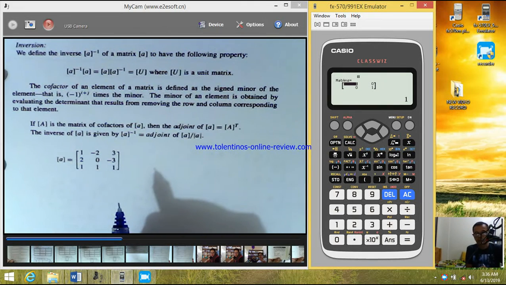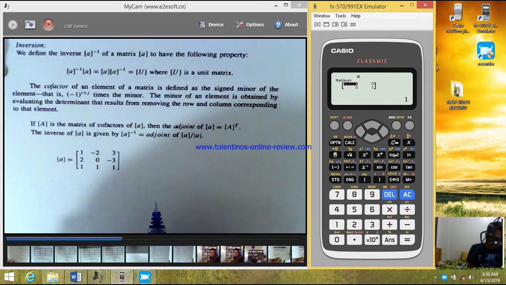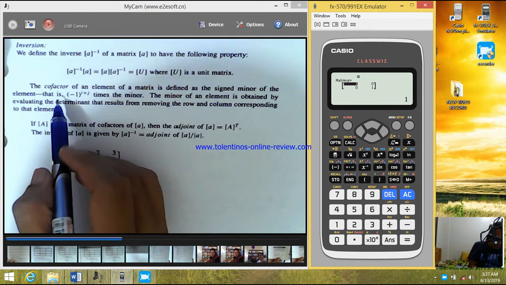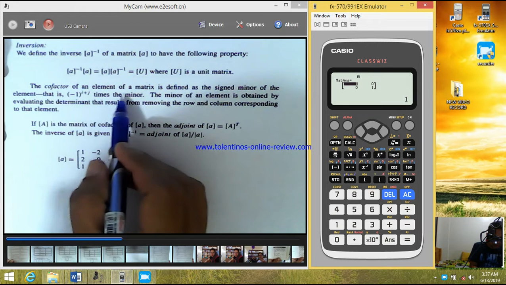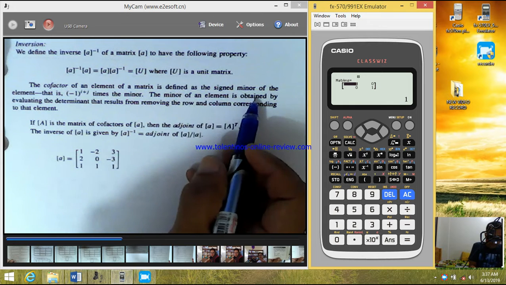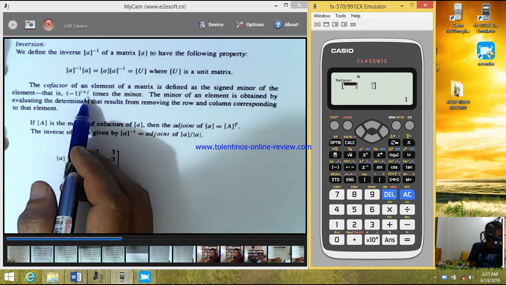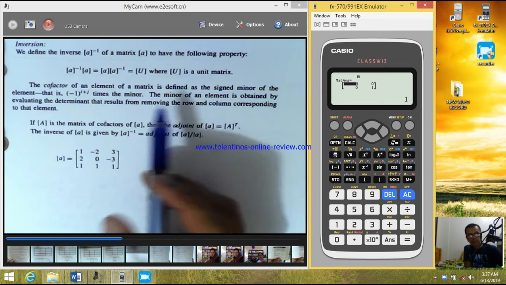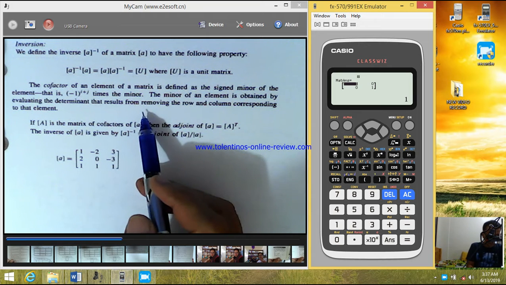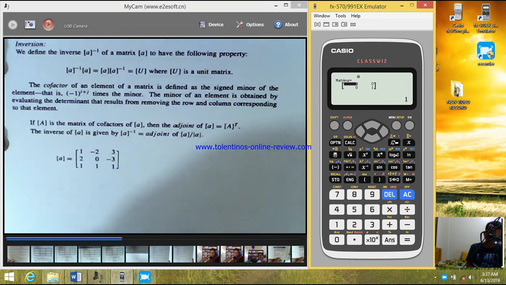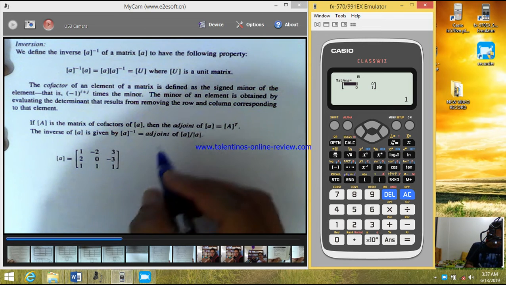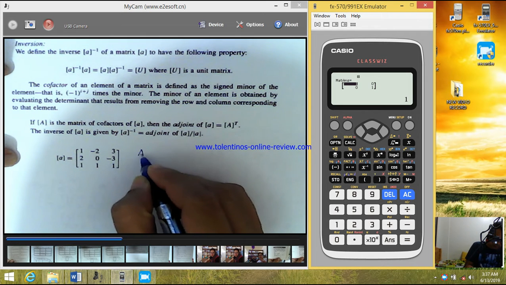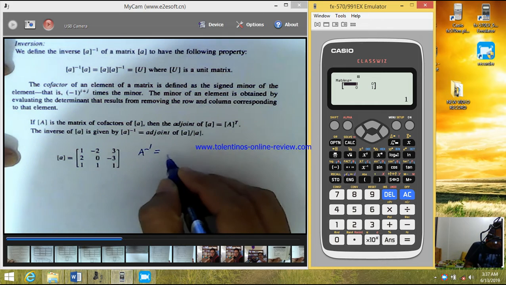Okay, another way to determine the inverse of a matrix is the adjoint method. We define the cofactor of an element of a matrix as the signed minor of the element, that is, -1 raised to the i plus j times the minor. The minor of an element is obtained by evaluating the determinant that results from removing the row and column corresponding to that element.